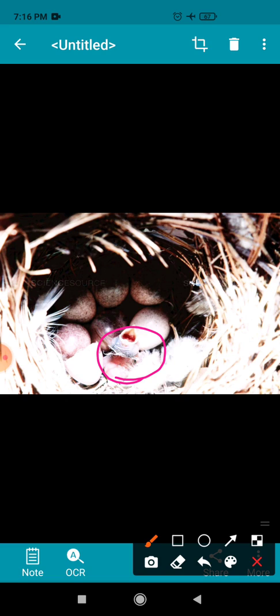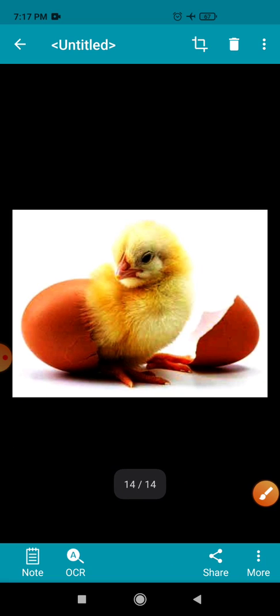It grows inside the egg, and when it is big enough, it breaks the shell and comes out. Here you can see the shells are broken and the baby comes out. This is called hatching. Children, baby birds are very weak. The mother bird brings food in its mouth and feeds the young babies.